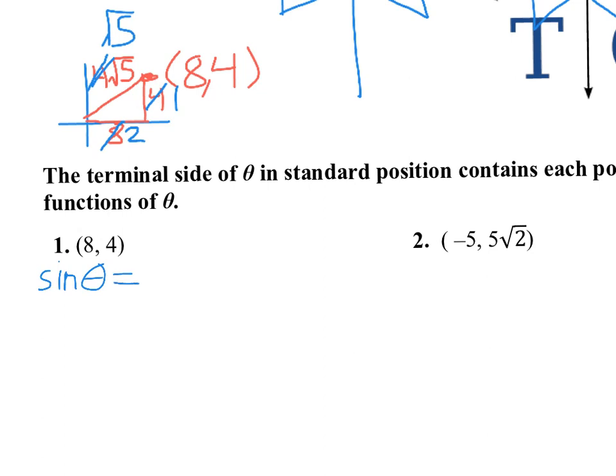Okay, so sine theta, forgot to label theta on the graph. Theta is always the angle right next to the origin. So theta kind of looks like an O. Theta is always right at the origin. Sine theta, sine is opposite over hypotenuse. So 1 over rad 5. And then rationalize it, you get rad 5 over 5.